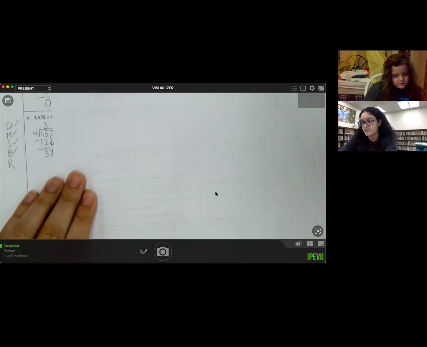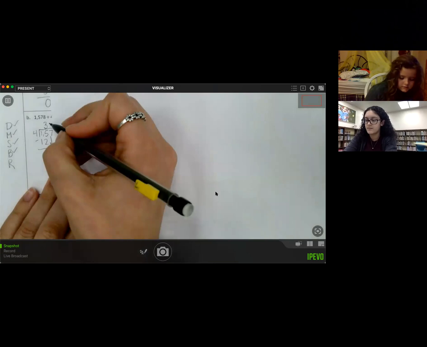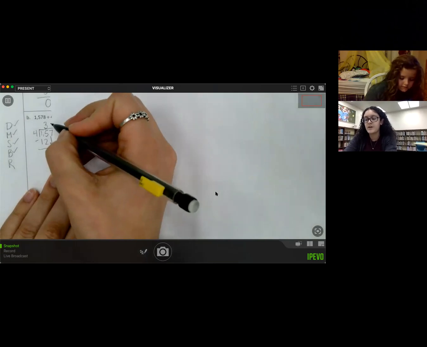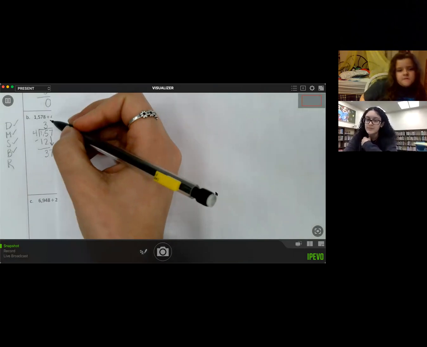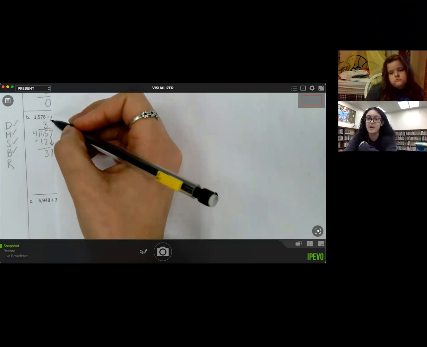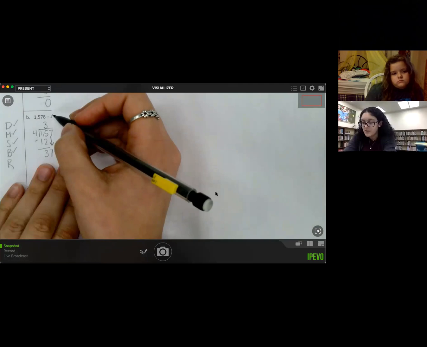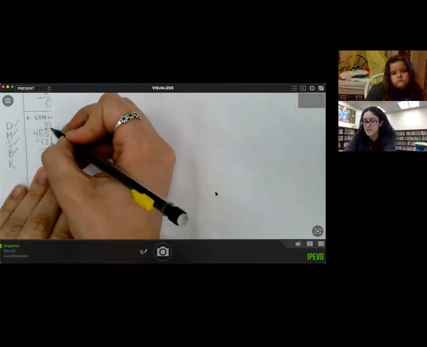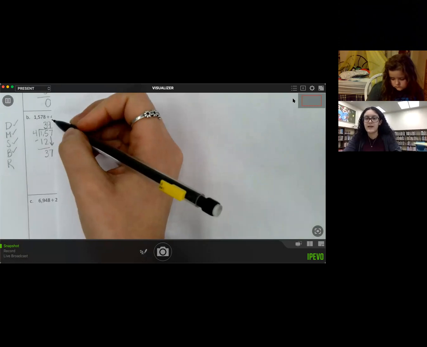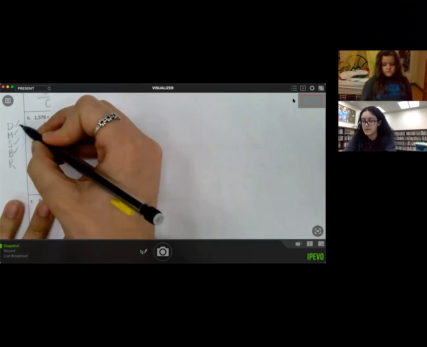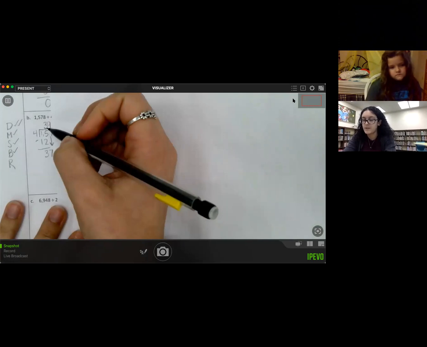4 times 8 equals 32. We could do 8. Do you think we could get closer, though, to 37? 4 times 9 equals 36. Right, so that's a lot closer, right? We can use 9. So I'm going to write my 9 right above my 7. So that's my dividing. And then you're going to put 36 below the 37.